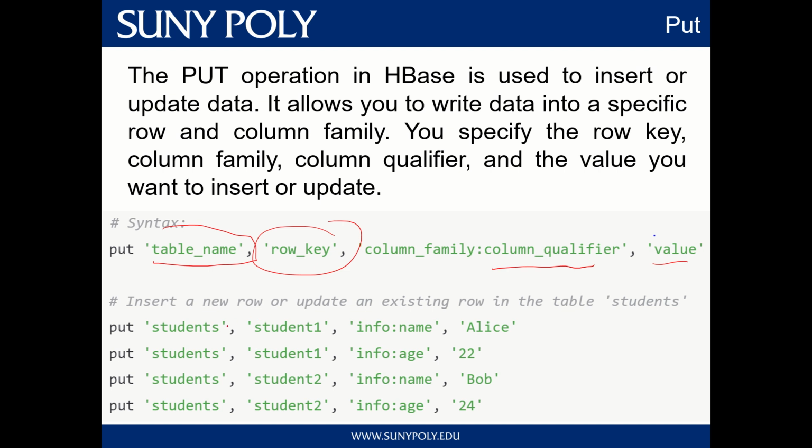So here we have some examples. We have 4 puts using the same table. The first 2 are for student 1. In the first example, we want to change, from the column family info, we access the column name, and we want to add it or change it to Alice. Same thing now, but for a different column, which is age. And here we are again either inserting or updating the information to 22. So they are straightforward, both of them, get and put.